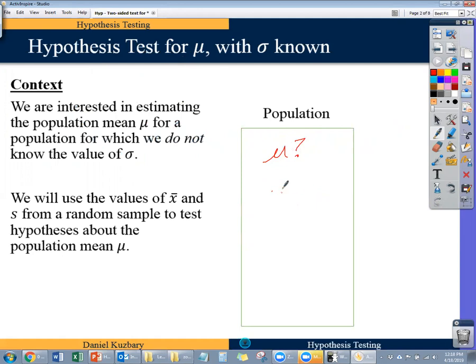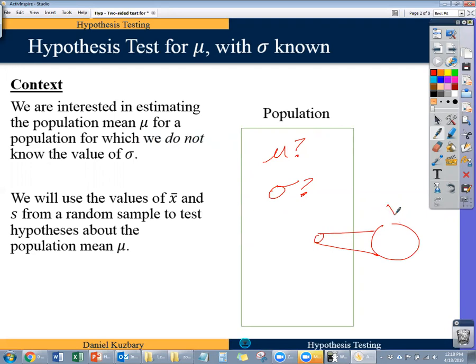And we also don't know what the population standard deviation is. So we don't know the mean or the standard deviation, which is different from when we do know what sigma is. There's a method that exists for when you know what sigma is. It involves using the standard normal distribution. Here we're going to need a different distribution entirely because we don't have sigma.